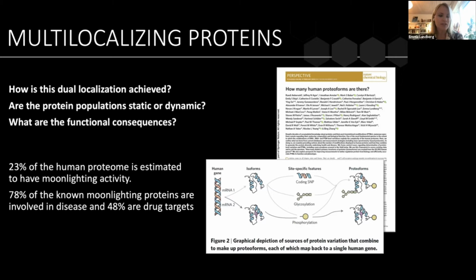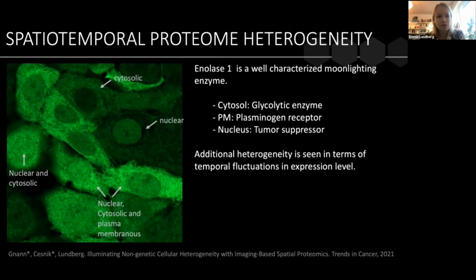But there are some interesting numbers out there. These numbers are a couple of years old, but still 23% of the human proteome is estimated to have moonlighting activity. I wouldn't be surprised if this number is just growing and growing. So at some point we might reach 50% or higher, who knows? And 78% of the known moonlighting proteins are actually involved in disease, and 48 are drug targets. So these are very, very important proteins to study.